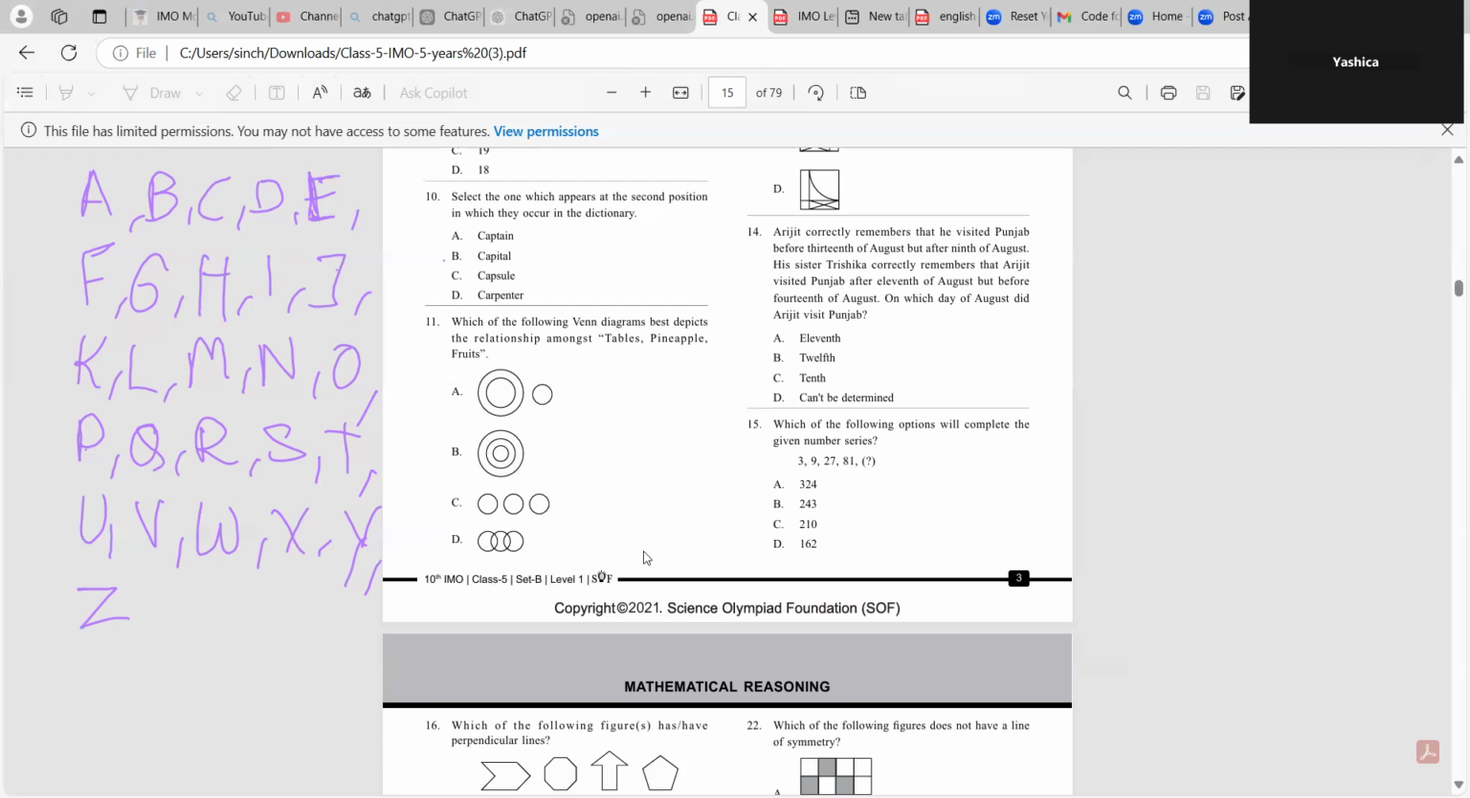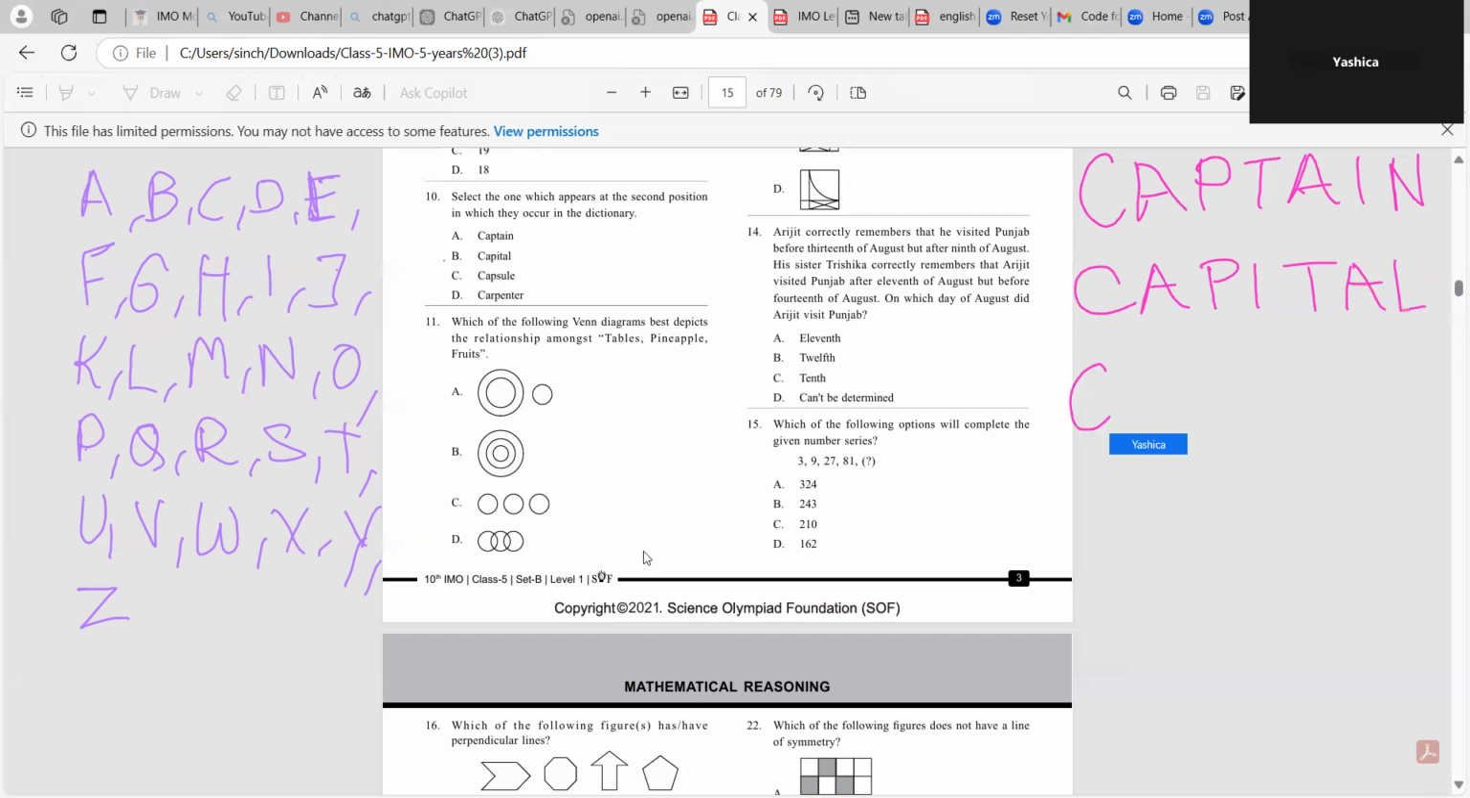Okay. So the words we have here are captain, capital, capsule, carpenter.